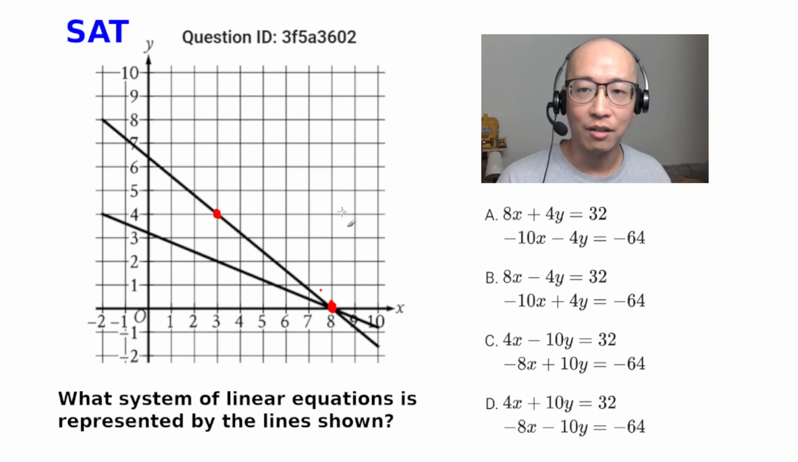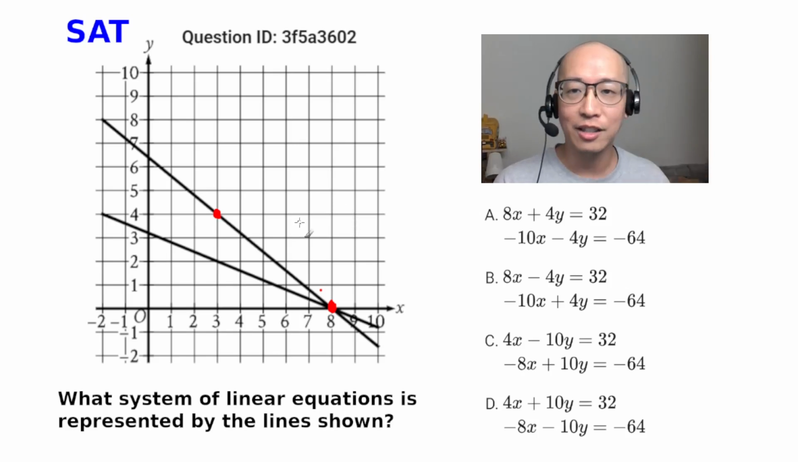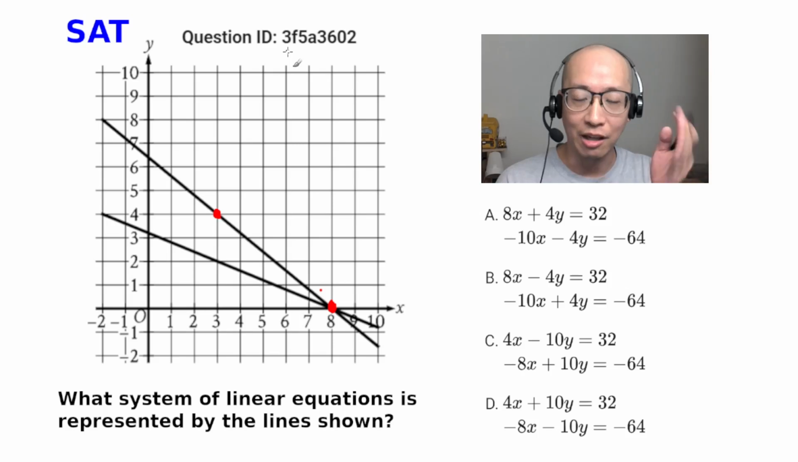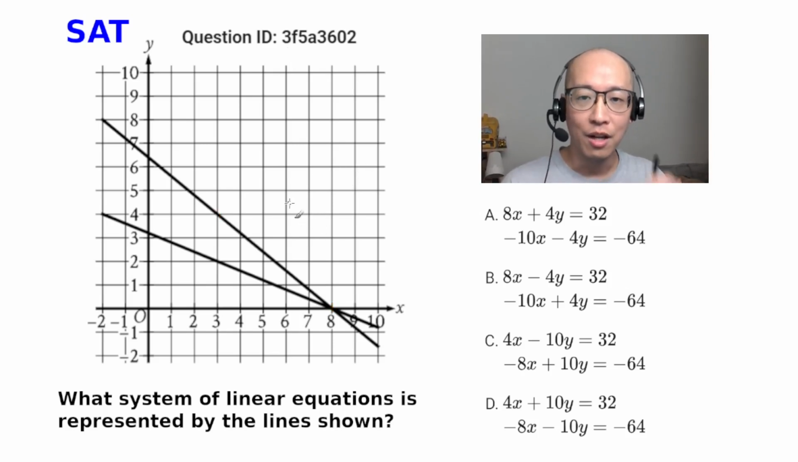But in the SAT math questions, usually there's a chance that we can eliminate some answers after we are done reading the question. So let's see if we can actually do that. I see this graph. The two lines actually have a common point here, and the coordinate is 8, 0. That means if I plug this coordinate 8, 0 into the equations, it should fit both lines. So let's see if that happens in the multiple choice answers here.